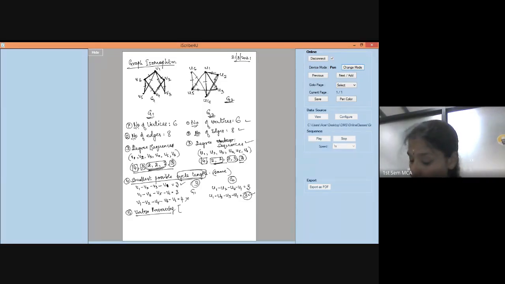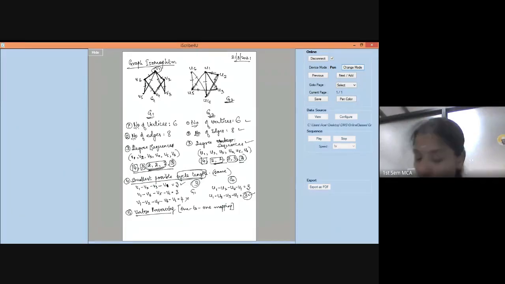Vertex preserving means you should have a one-to-one mapping between the vertices. Every vertex of G1 should be equivalent to some particular vertex of G2. That is what you have to find out. Suppose you have V1: V1 is equivalent to which vertex of G2? V2 is equivalent to which vertex of G2? V3, V4, and so on. Like that you have to go on checking.